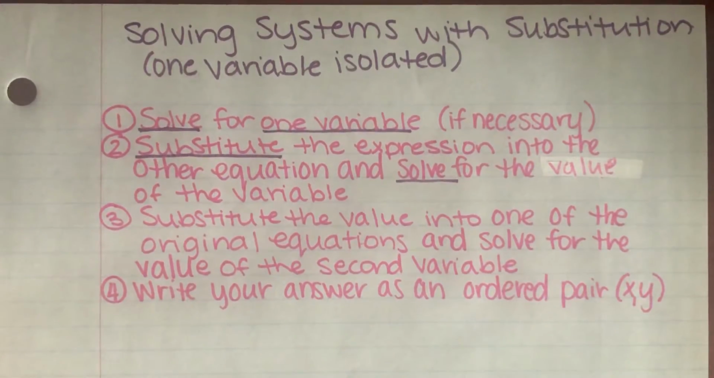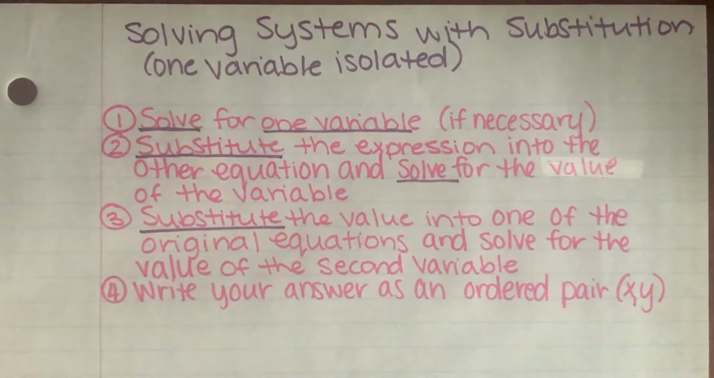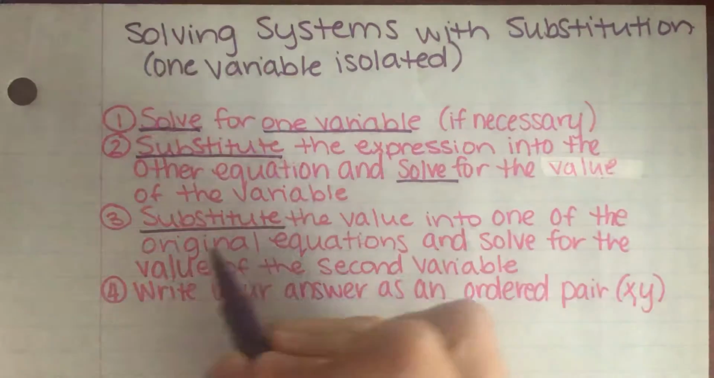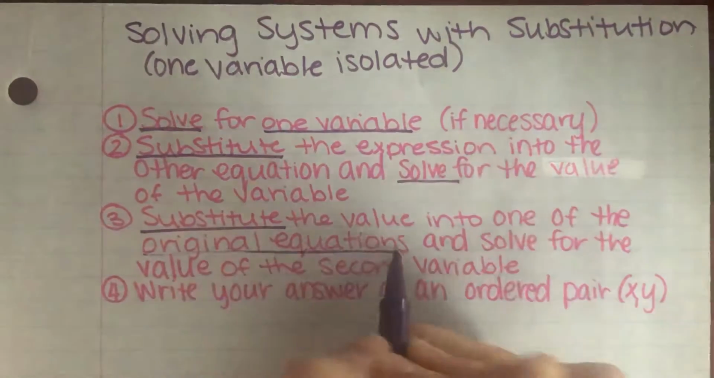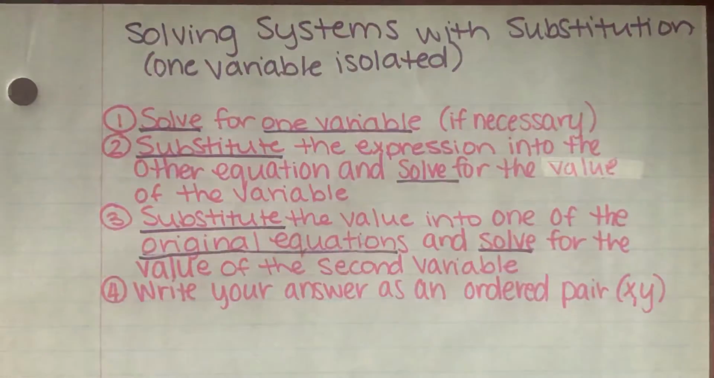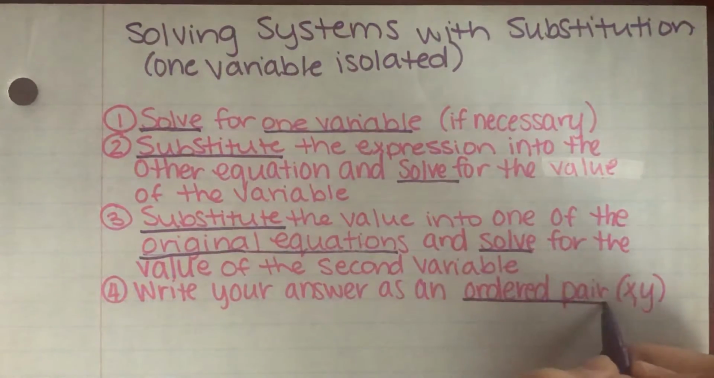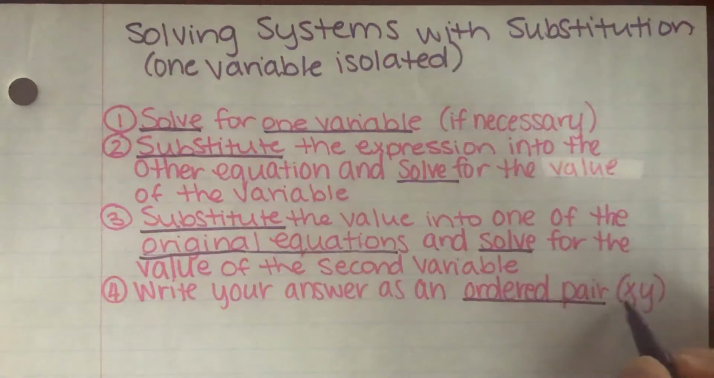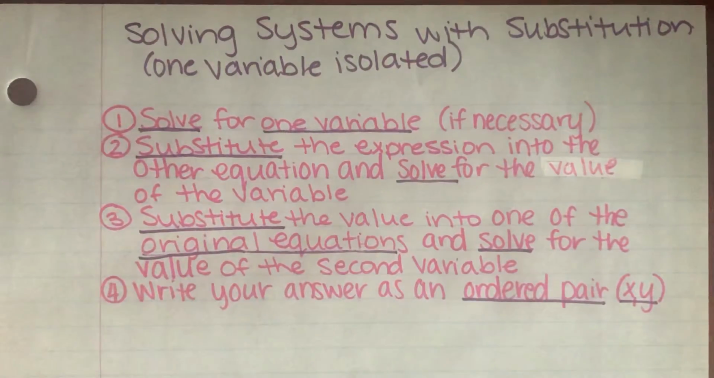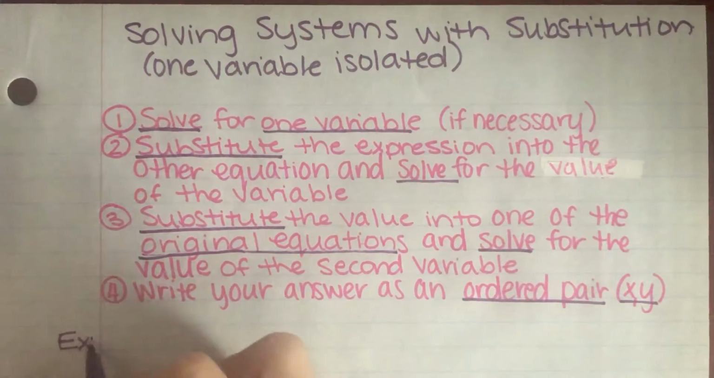The third step is to substitute that value into one of the original equations and to solve for the value of the second variable. And then lastly, we write our answer as an ordered pair in the order XY. Okay, so let's start with an example. We're going to do 3 examples.